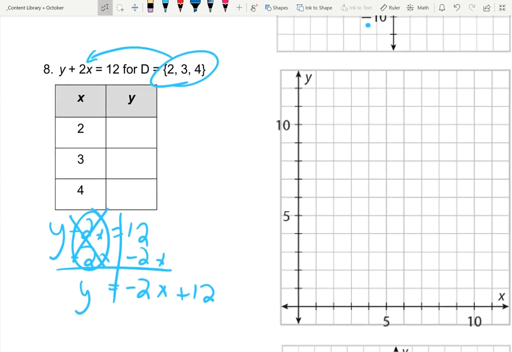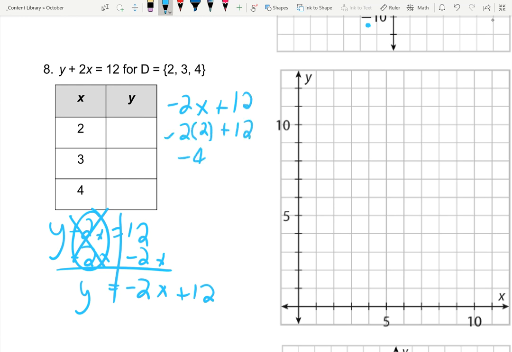So we're going to plug in the numbers 2, 3, and 4 into this function. Well, actually, let's write the function out first, and then we'll plug it in. So negative 2 times 2 plus 12. This is going to be negative 4 plus 12, which is 8. All right, let's plug in another one. So we plug in 3 next. Negative 2 times 3 would be negative 6 plus 12, which is positive 6. And then we'll plug in 4. Negative 2 times 4 is negative 8. Negative 8 plus 12 is 4.